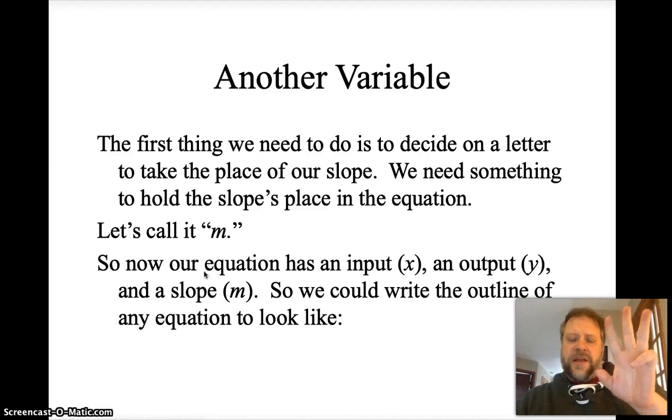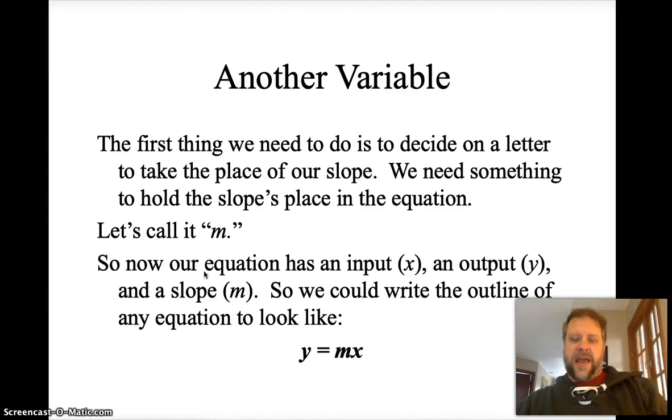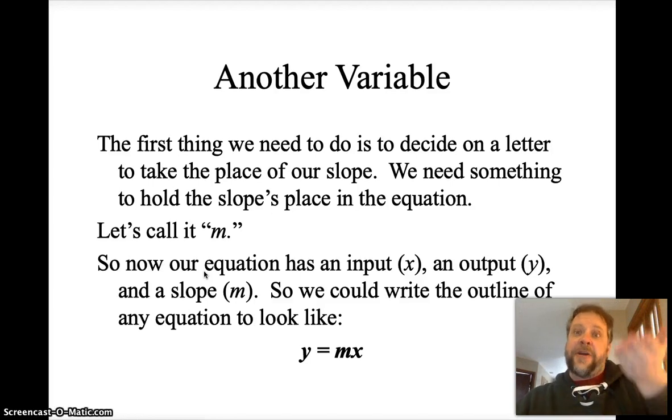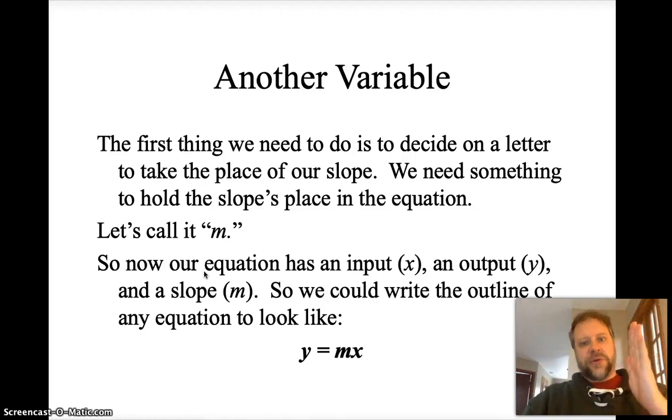So now we have three things. We have an input, which is x, we have an output, which is y, and a slope, which is m. So we could write the outline of any equation like this. Y equals mx. The slope times your input is going to equal y. And you've seen this without realizing it when you were looking at the tables of these. The higher the number in front of the x, the bigger the jumps it makes, and the steeper the graph is.